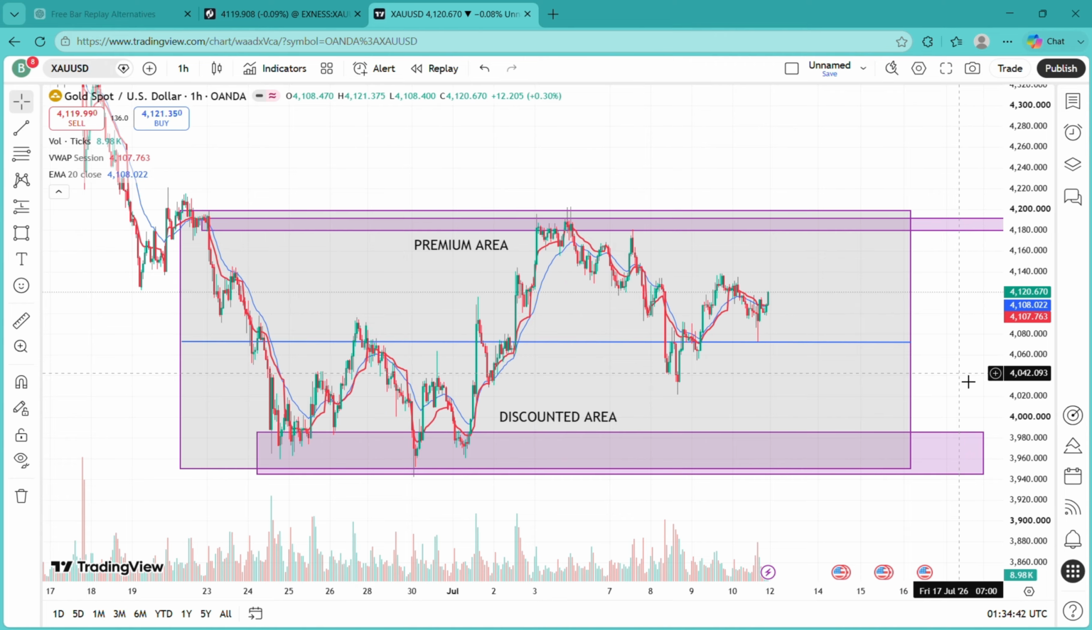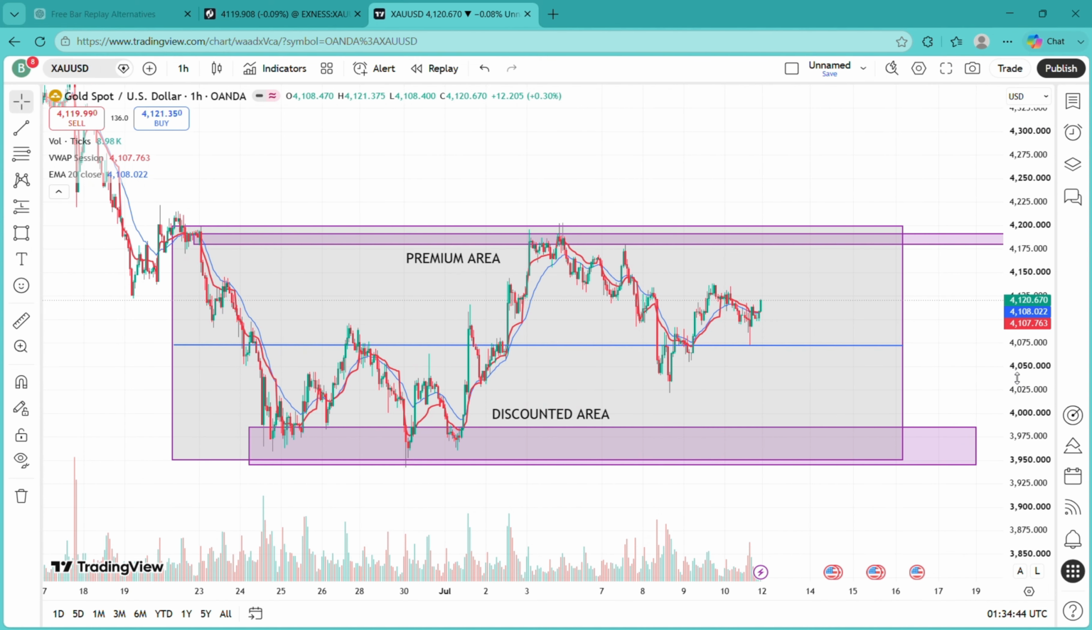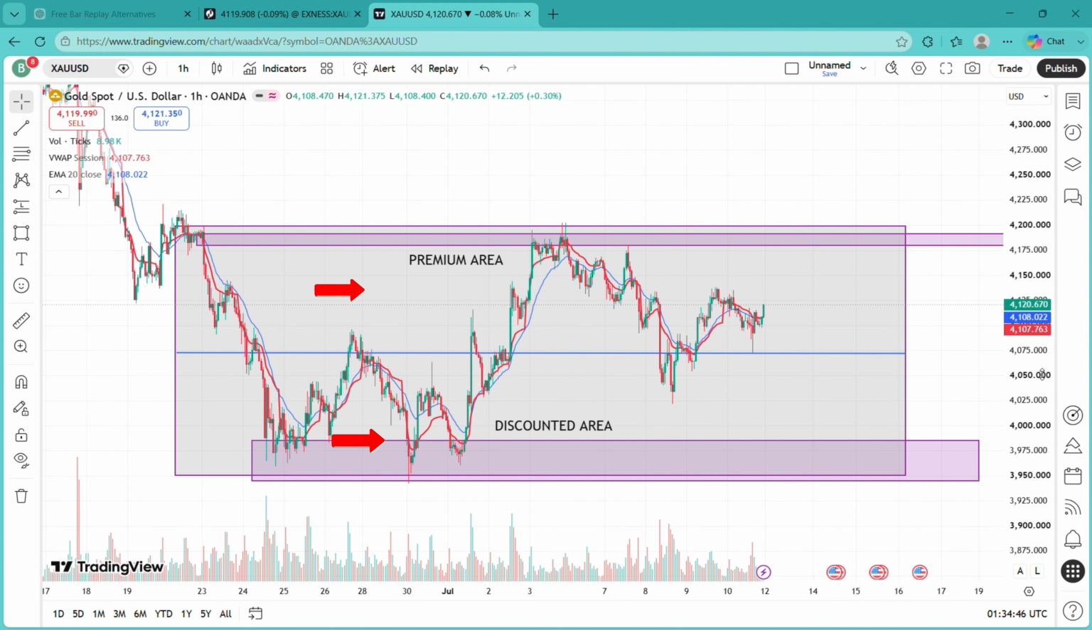Okay, we mark the 50% so that it might be easier for you to understand. Since this is our premium area and this is our discounted area, you will not be confused where you need to buy, so that you can get the best price when you buy and you can get the highest profit when you sell in this area.